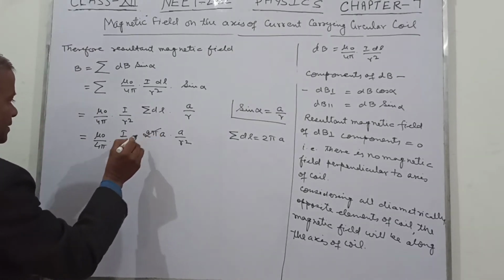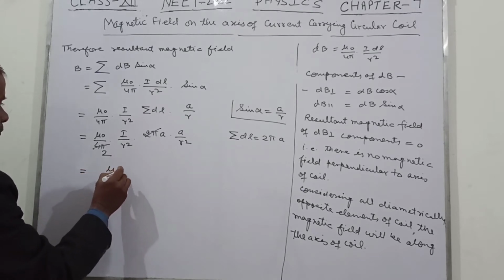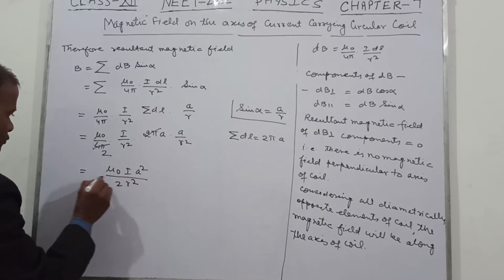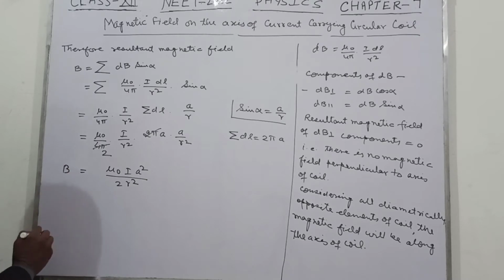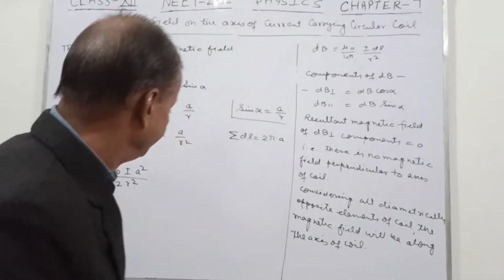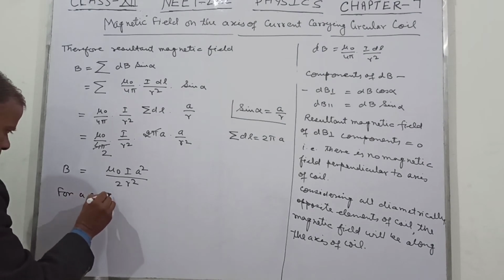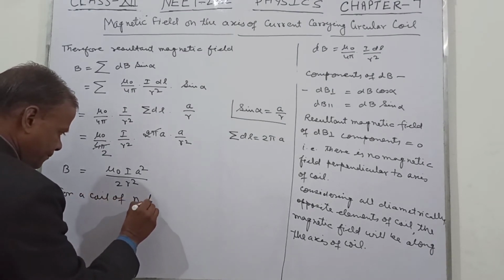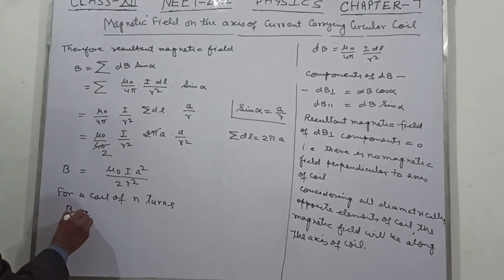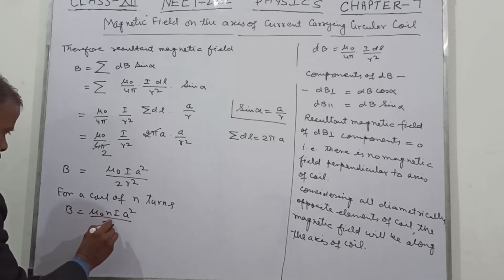So now this 2 pi will cancel by 2, and this will be your mu naught I a square upon 2r square. This is equal to B. We have taken only one turn of the coil. If suppose there are n turns, for a coil of n turns, B equal to mu naught n I a square upon 2r square.